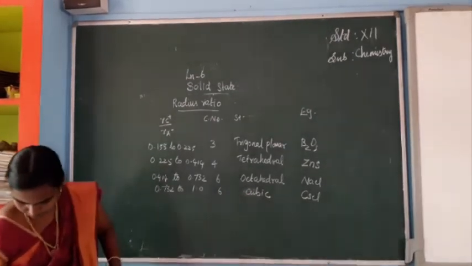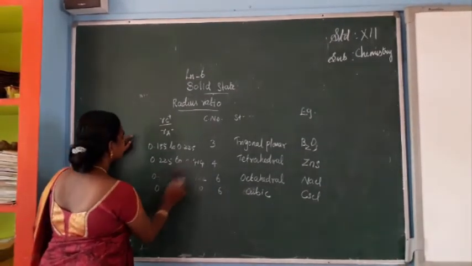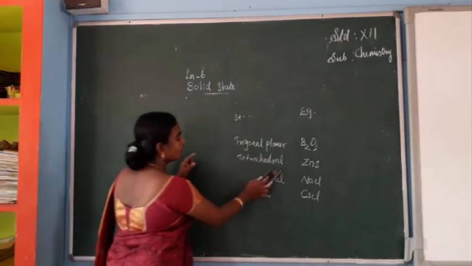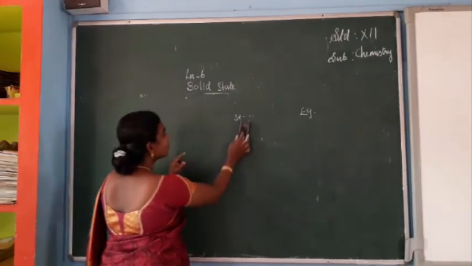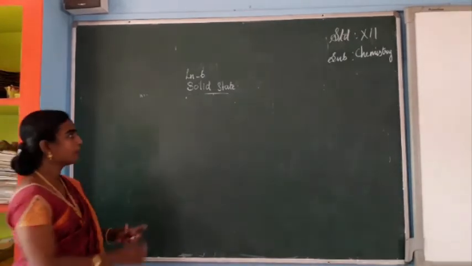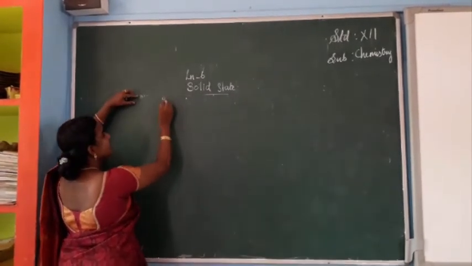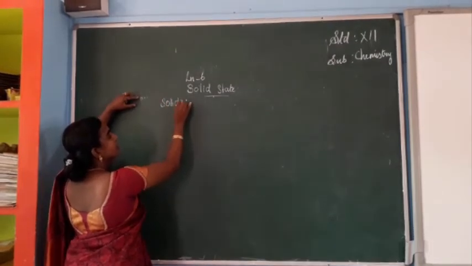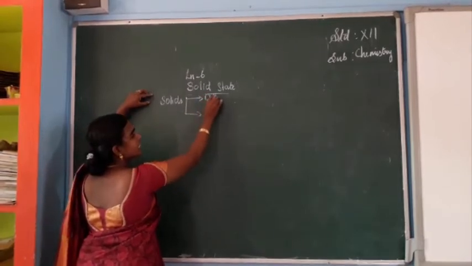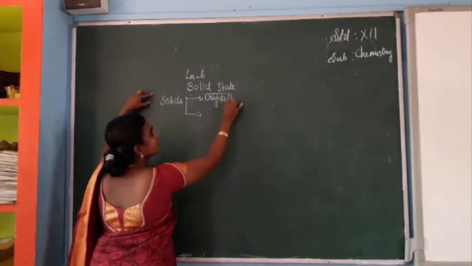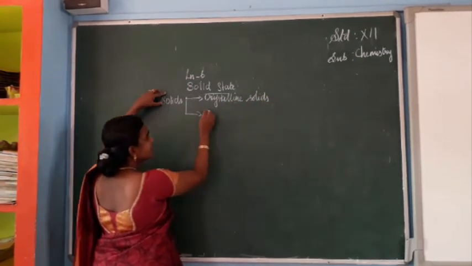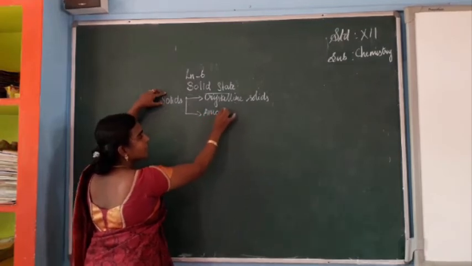So in solid state, as a whole, we can see the flow chart now. First we have studied about solids. Solids are classified into 2. What are they? Crystalline solids and amorphous solids.